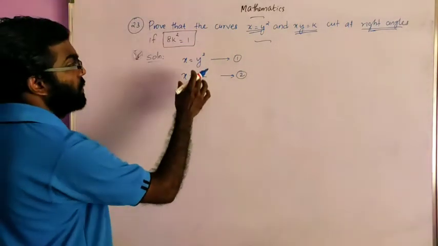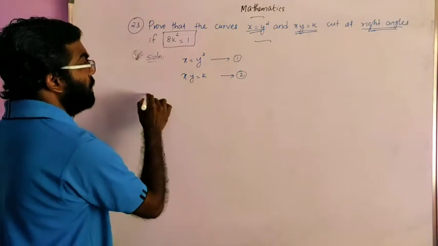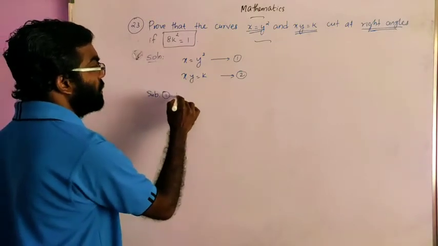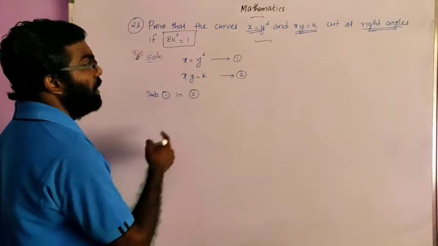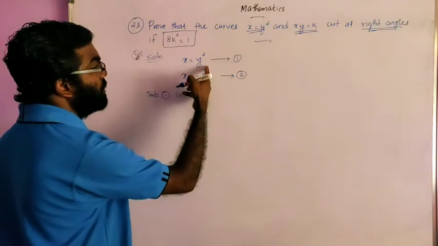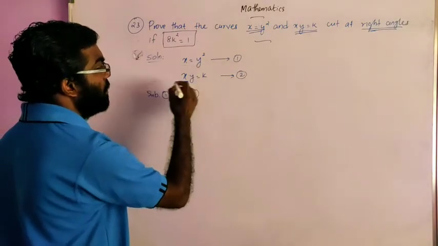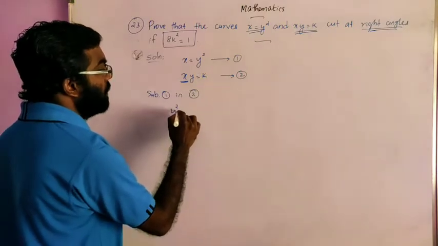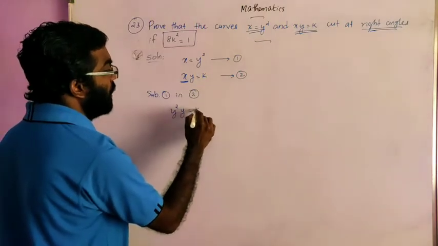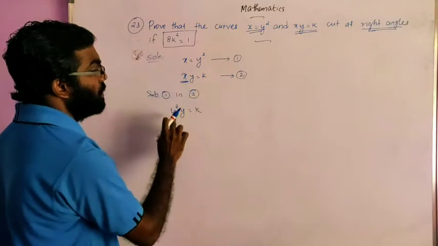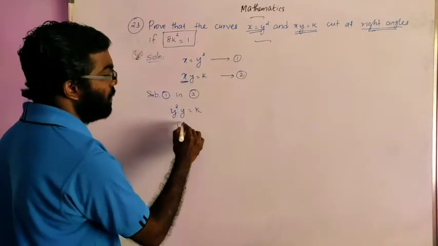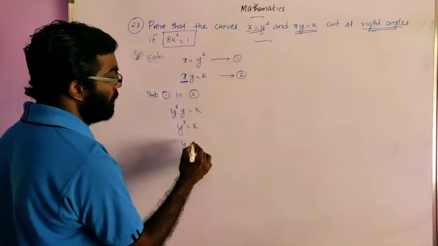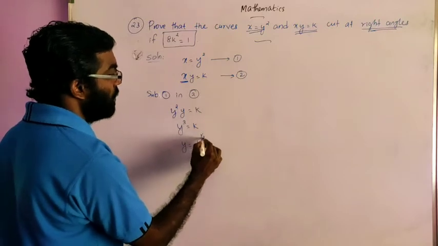First of all we can solve these two equations. So we substitute equation 1 in equation 2. In equation 1 it is given x is equal to y², that x value we can replace here. So y² into y equal to k, that is y³ equal to k, or y is equal to k raised to 1/3.